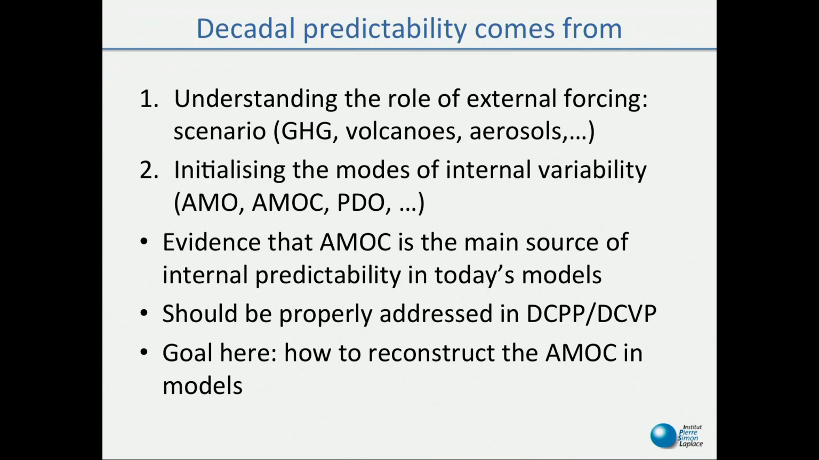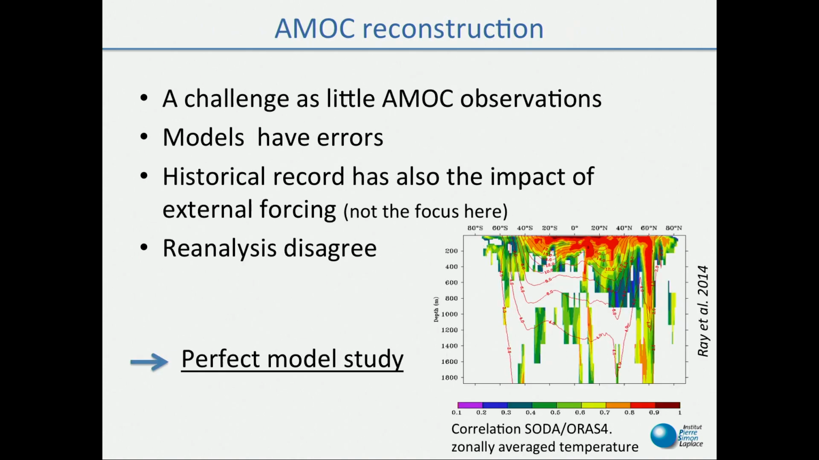Right, so the goal here is how to reconstruct the AMOC in the models. It's a challenge, as you know, because we have basically no observations of AMOC for the last decades. We have a few direct observations for the last years, maybe 10 years now, even less, from the RAPID array. Models have errors, it's classical. Also, the historical record has the impact of external forcing. And if we're interested in initializing internal variability, that's a problem, because we don't know which is coming from what.